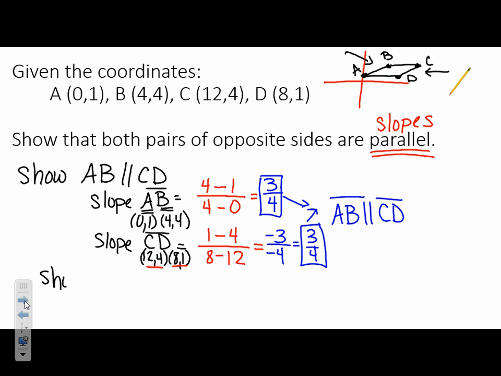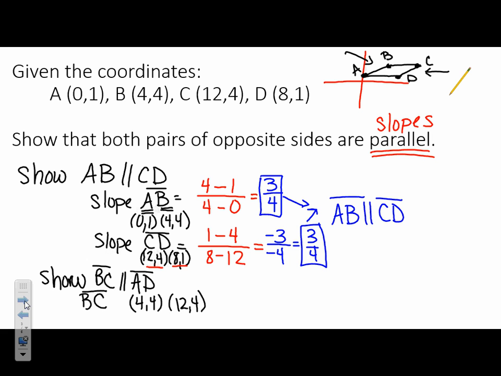So I'm going to show BC is parallel to AD. Lots of work. Yes, I know. We need the BC points now. 4, 4. I'm going to do BC right here. Okay, 4, 4 is B, and C is 12, 4. And we'll go ahead and set up that formula in the same way.